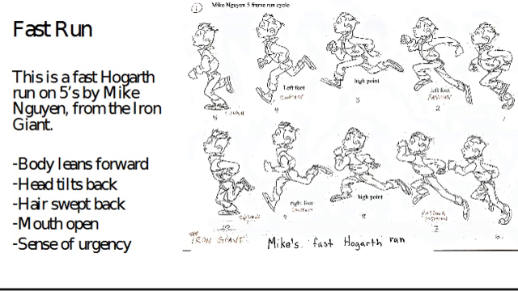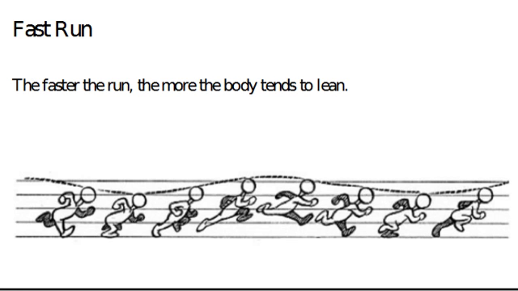This is back to Mike's run from the Iron Giant. Body again leaning forward, head kind of tilting back in a slightly childlike way. Hair is swept back, the mouth is open, and there's a kind of sense of urgency there in his eyeballs, or in his eye expression. So there's various ways you can get that sense of urgency in a walk.